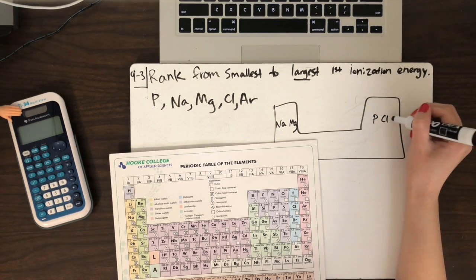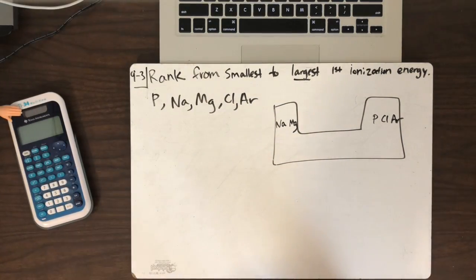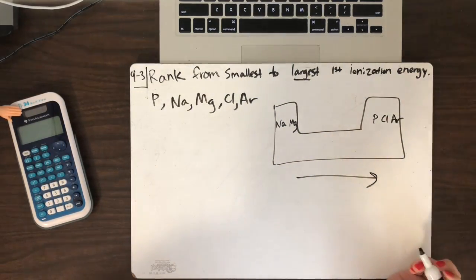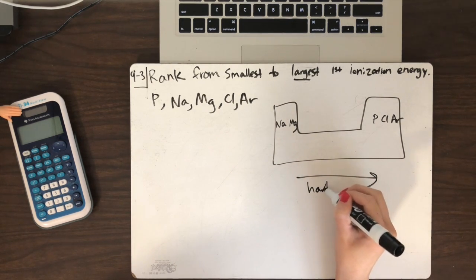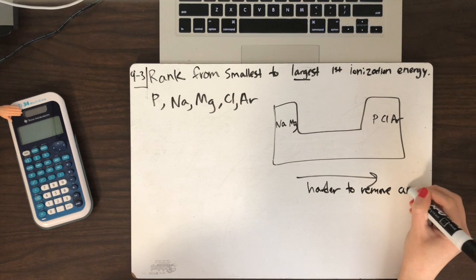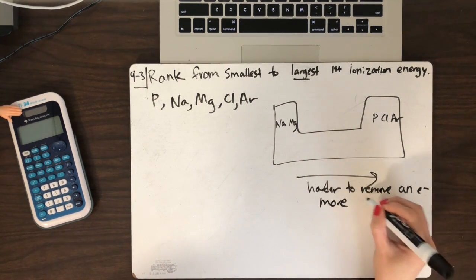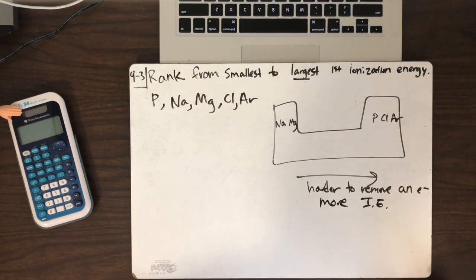P, Cl, and Ar. So recall the trend where going this way, it's harder to remove an electron because you're adding more protons and so they're pulling in tighter. So that means more ionization energy. So which one has the biggest ionization energy? That's going to be argon.